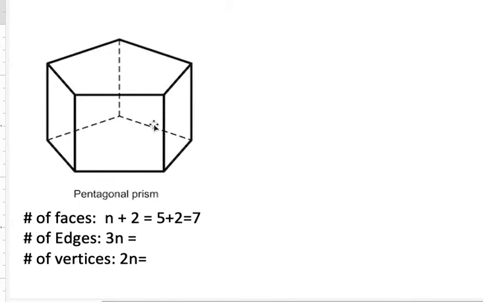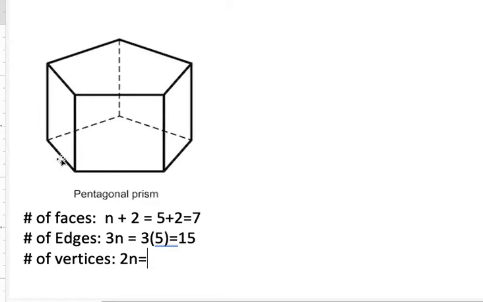So the edges are the lines along the bottom, the base, and then there's edges around the sides, and then there's edges around the top, right? So how many are around the bottom? 1, 2, 3, 4, 5. Then there's 5 along the sides, these up and down edges, and then there's 5 along the top. So that's 5 plus 5 plus 5 is 15. The formula is 3 times n, so it's 3 times 5 equals 15.